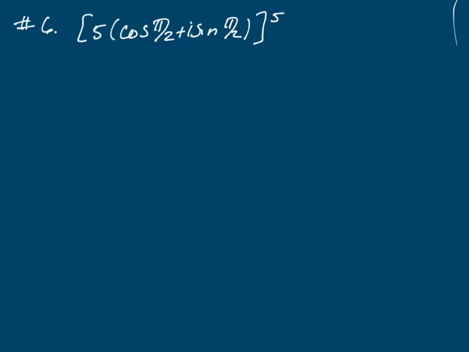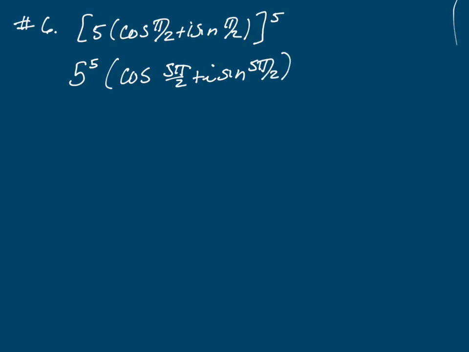Let's go on to number 6. We have 5 cosine pi over 2 plus I sine 5 pi over 2 raised to the 5th power. So using the theorem, that's 5 to the 5th times cosine of 5 pi over 2 plus I sine of 5 pi over 2.